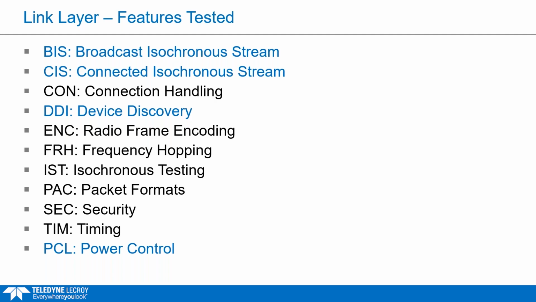Radio frame encoding, which is ENC in that list, tests rejection of the packets if there's an invalid preamble or access address. So in other words, you've got incorrect content in the link layer packet sections other than the PDU and the CRC. And frequency hopping, which is looking at the channel selection algorithm. Packet formats, which here we're looking for rejection of packets with invalid logical structure for dependencies or content.